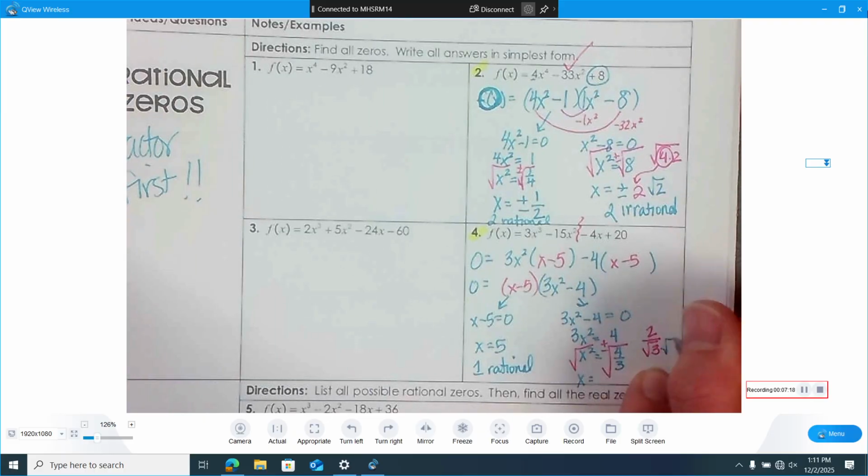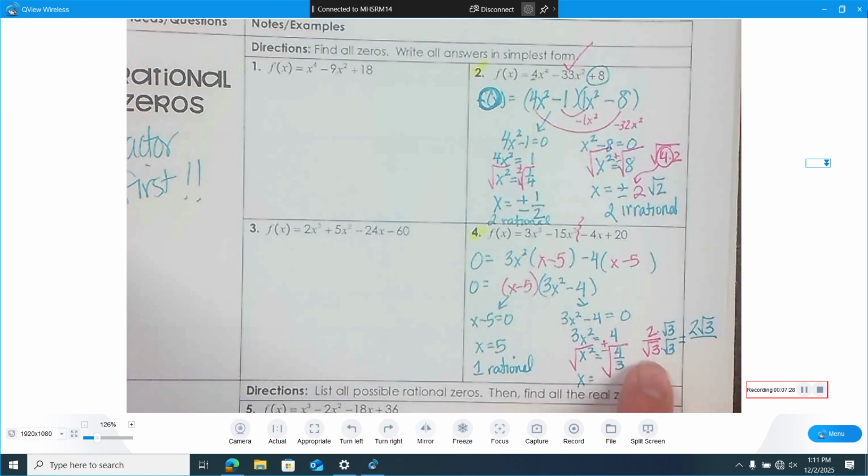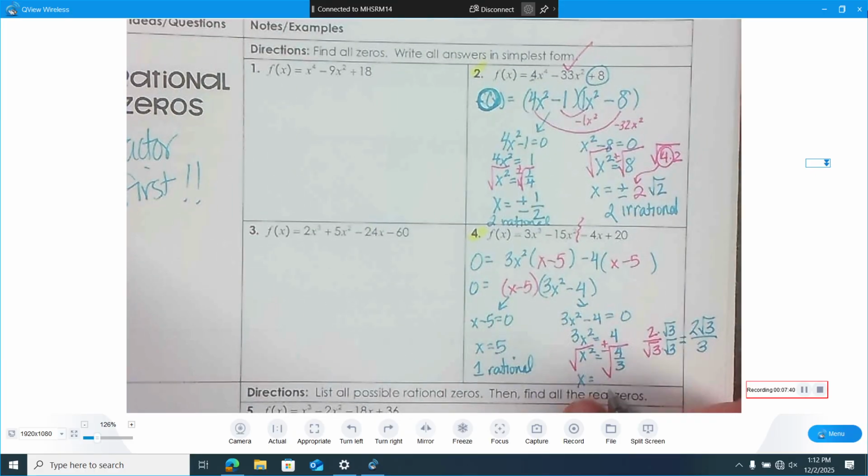Yeah, rationalize. So we multiply top and bottom by radical 3, which gives me 2 times radical 3, or 2 radical 3 in the numerator. What is radical 3 times radical 3? Just 3. Radical 3 times radical 3 is radical 9, but the square root of 9 is just 3. Okay, so there we go. There are 2 answers, plus or minus 2 radical 3 over 3.